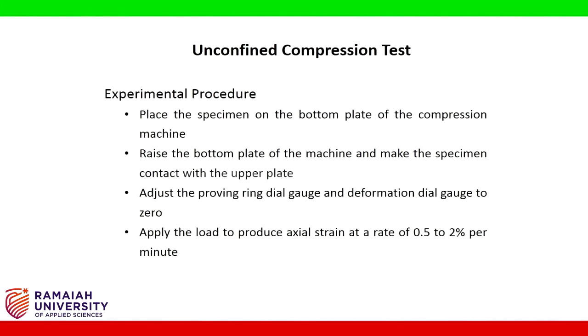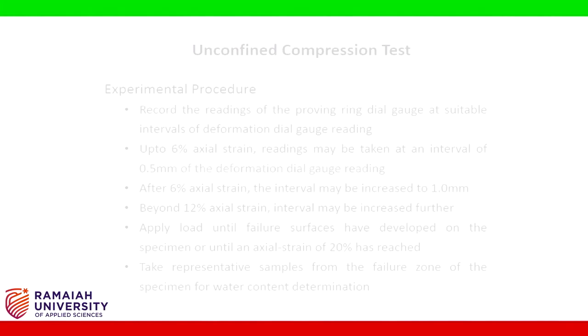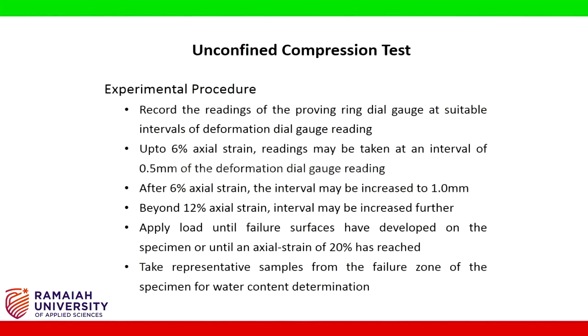Place the specimen on the bottom plate of the compression machine. Raise the bottom plate of the machine and make the specimen contact with the upper plate. Adjust the proving ring dial gauge and deformation dial gauge to 0. Apply the load to produce axial strain at a rate of 0.5 to 2% per minute. Record the readings of the proving ring dial gauge at suitable intervals of deformation dial gauge reading.